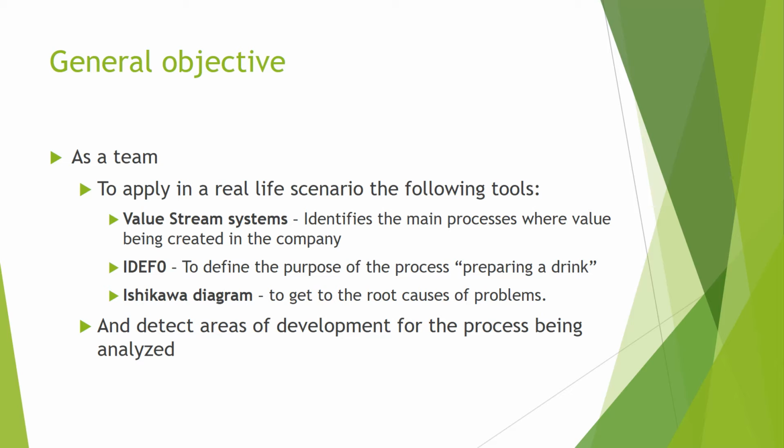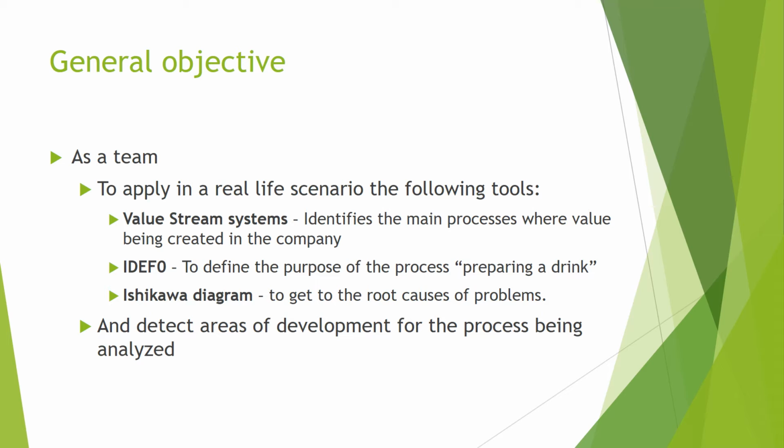As a team part, you are asked to apply the following tools in a real life scenario. The real life scenario refers to the coffee shop, the Starbucks, that you are asked to observe. So at first, you're asked to do a value stream system, which identifies the main process where value is being created in the company. Well, not the main process. It can be more than one. The main process or the main processes, right?